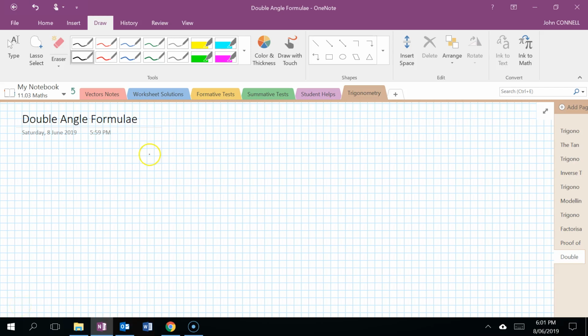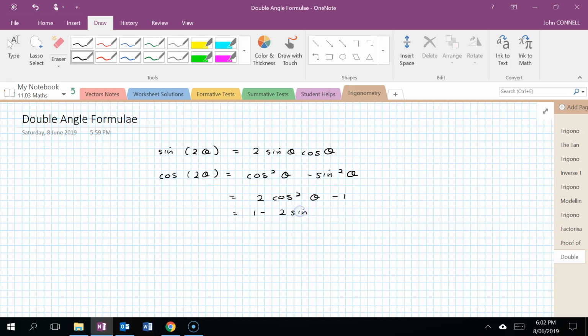Moving on with our identities, we have what we call double angle identities. The first one is that sine of 2 times theta is equal to 2 sine theta cos theta, and that cos 2 theta is equal to cos squared theta take sine squared theta, or some other different forms: 2 cos squared theta take 1, or 1 take 2 sine squared theta. To explain what these mean, we'll do an example.